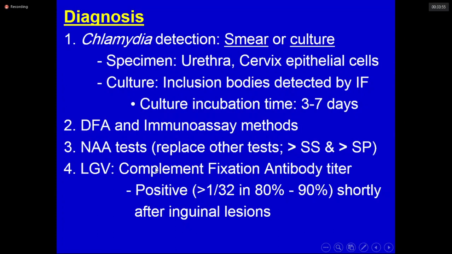For lymphogranuloma venereum, there is a test called the complement fixation antibody test. If you get a titer of more than 1/32, it is considered positive, which is present in 80 to 90% of infected people shortly after inguinal lesions appear. So the complement fixation antibody test is quite good. The NAA test, nucleic acid amplification test, is quite good. Fluorescent test and immunoassay are also good. These technically require some equipment and skills.